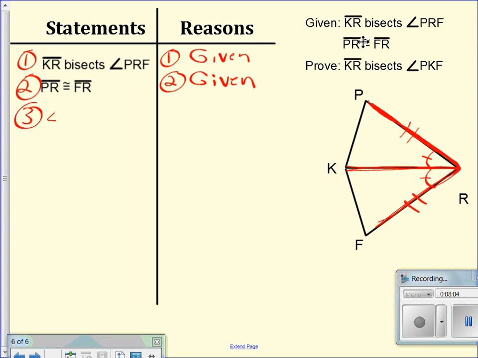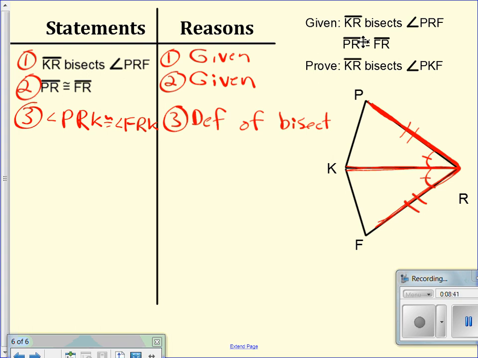Statement 3 says angle, let's name it, P, was that the R? Yeah. PRK is congruent to angle FRK. Okay? I'm just stating what that meant to say that two things are bisected. And my reason for that is because, well, if you're telling me something's bisecting an angle, I know the two halves are equal because it's what bisect means. So it's going to be definition of bisect.